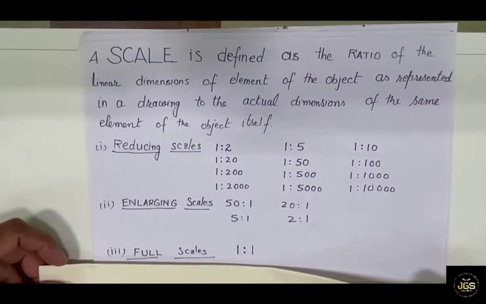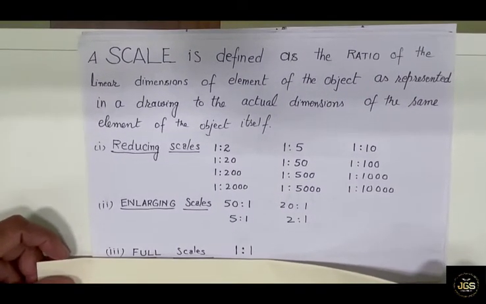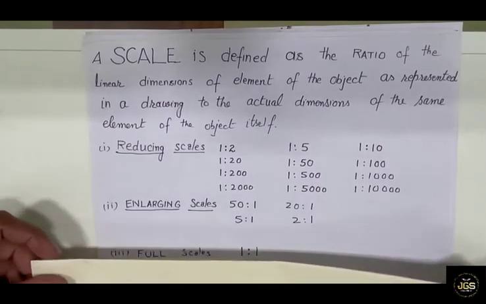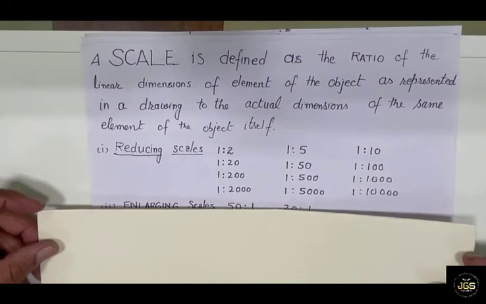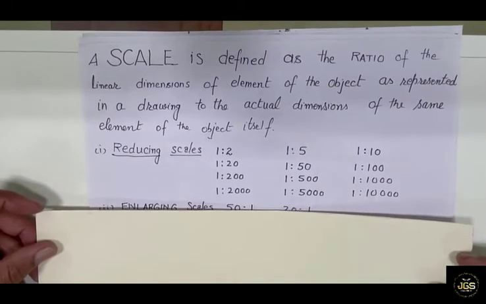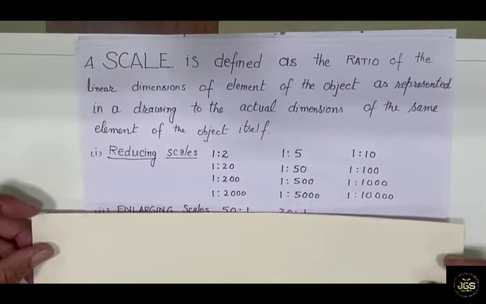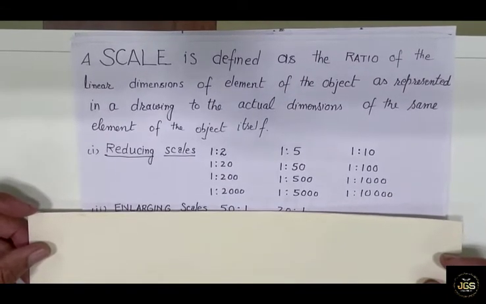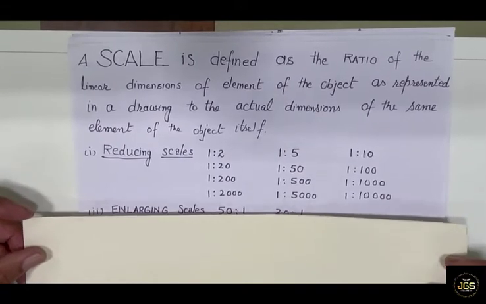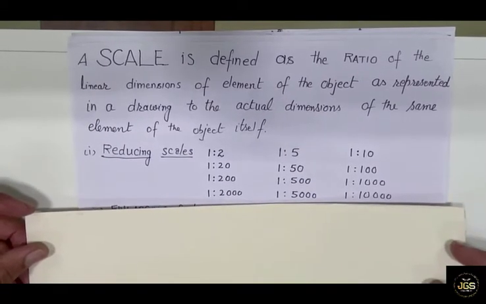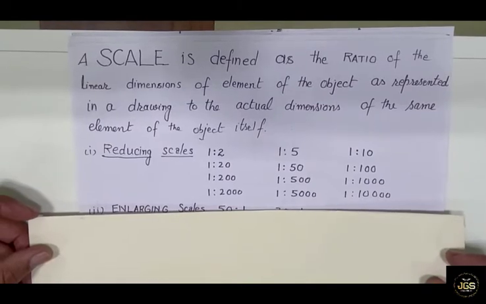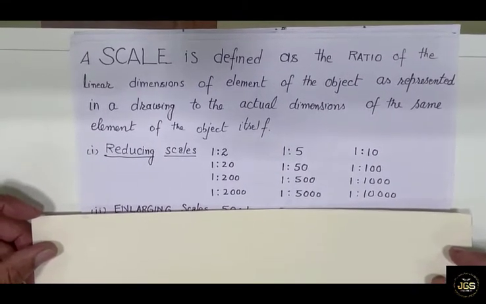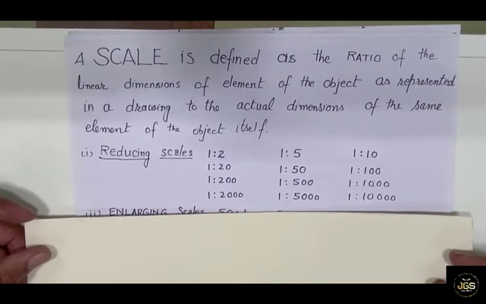So for the example of reducing scale, 1:2, 1:20, 1:200, 1:2000. It is the reducing scale. Similarly, 1:5, 1:50, 1:500, 1:5000, and 1:10, 1:100, 1:1000, 1:10,000. So these are the scales that can be possible as reducing scales.